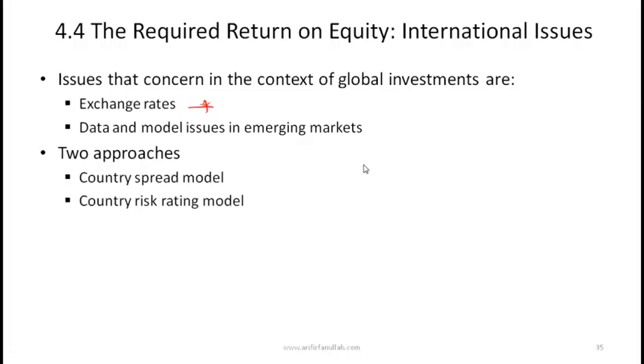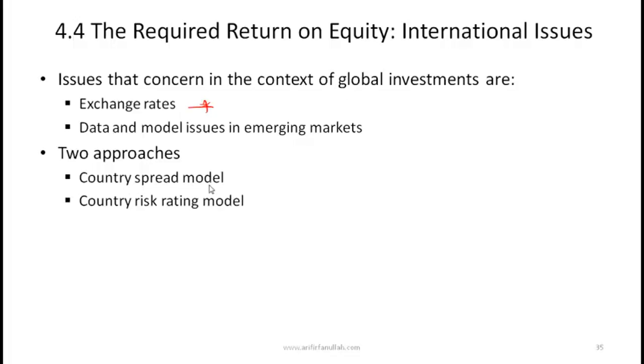So the larger point is that there are risks associated with international investing. If there is extra risk of investing in a developing country, what do you do? You add some sort of risk premium, a country risk premium. There are two broad approaches to coming up with that country risk premium.